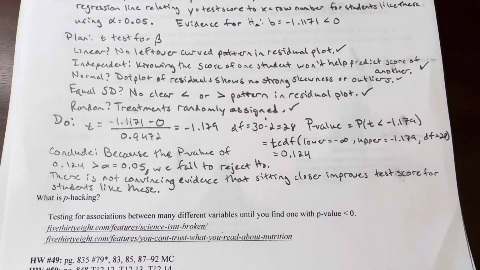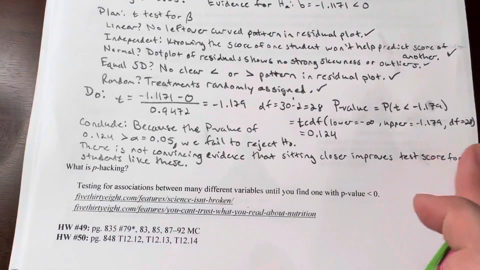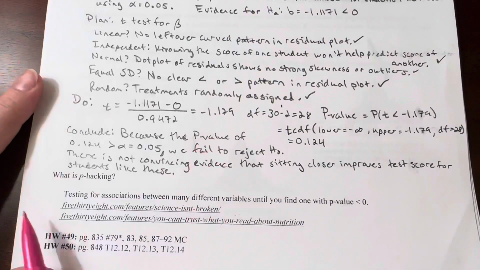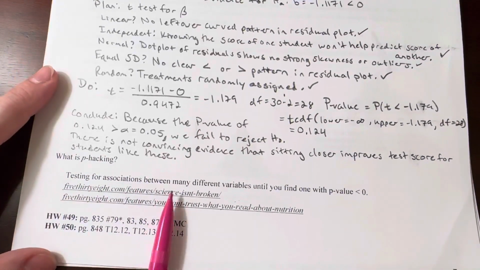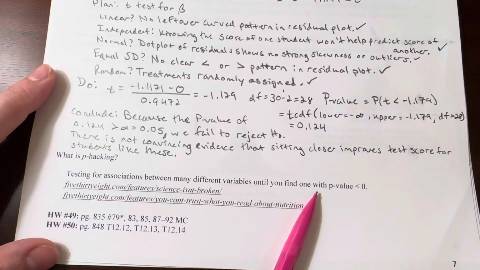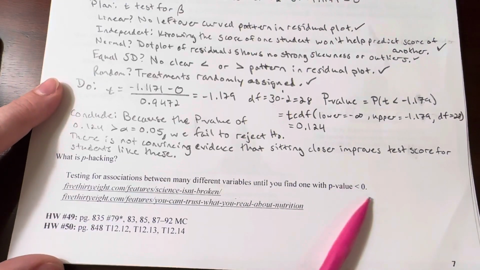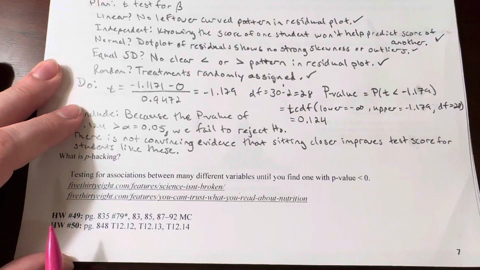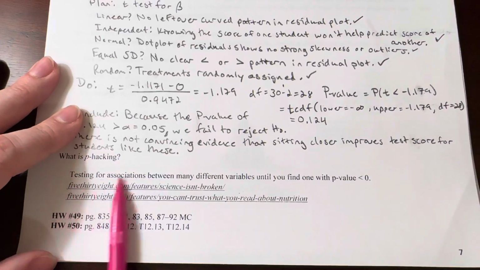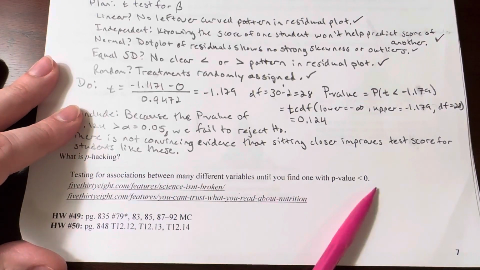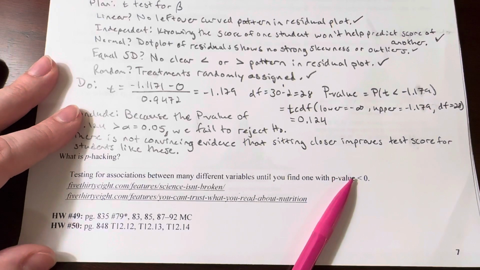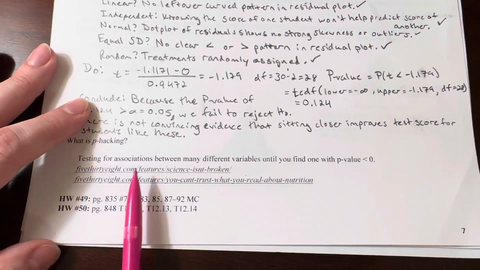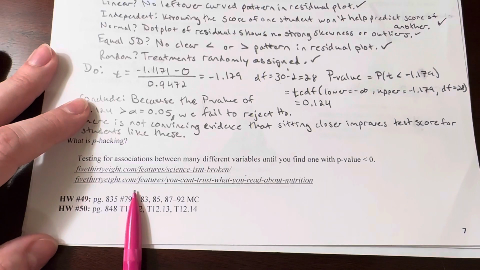Now, the last little bit that we're going to take a look at is, what is p-hacking? Now, we've taken a look at this previously, but p-hacking is testing for associations between many different variables until you find one with a p-value less than 0.05. All right, so testing between a whole bunch of different variables until you find one with a p-value less than 0.05.